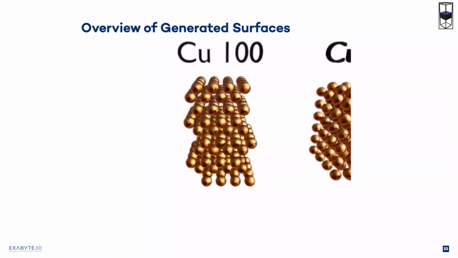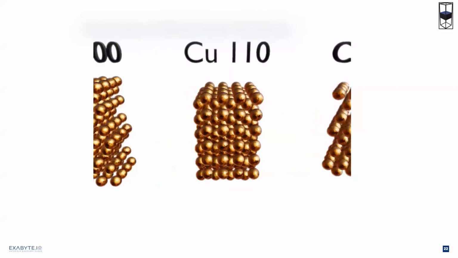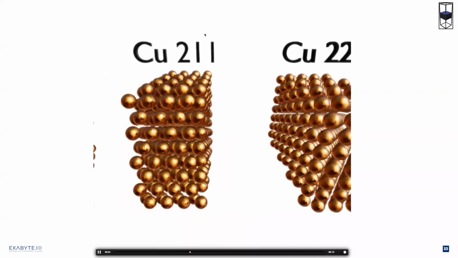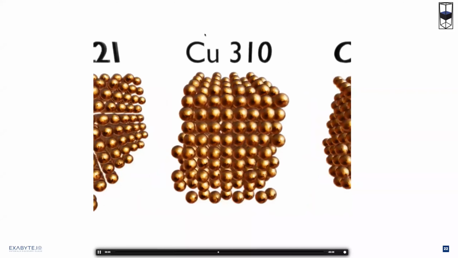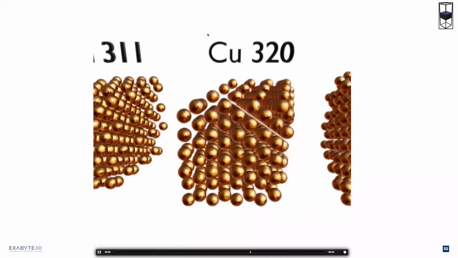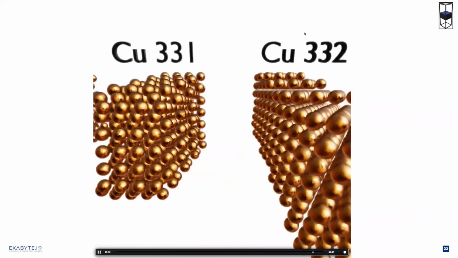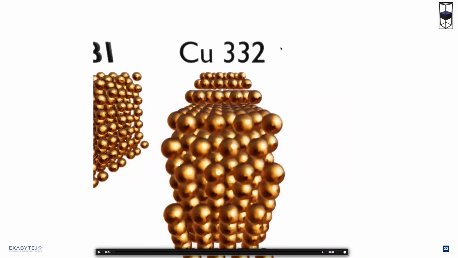Once we wrote all these files to the disk, here's an overview of the different surfaces we generated using this automatic code here. We have some low index terminations, like the 211. Then we have some higher index terminations that we're looking at because it's typically useful to go up a few different Miller indices. And then finally, we're ending on this 332 stepped surface.